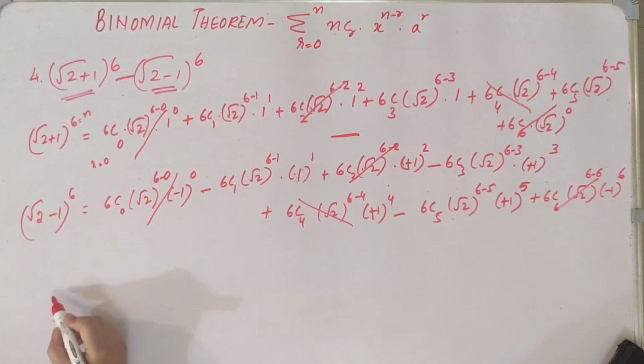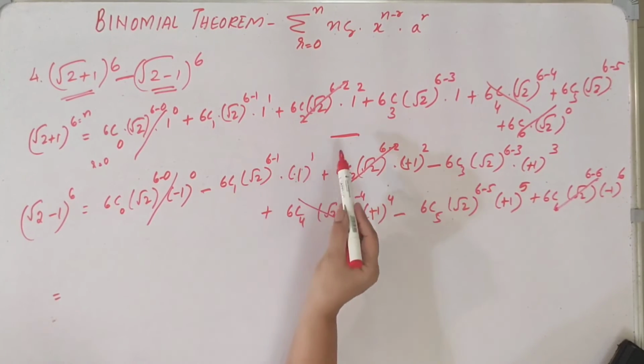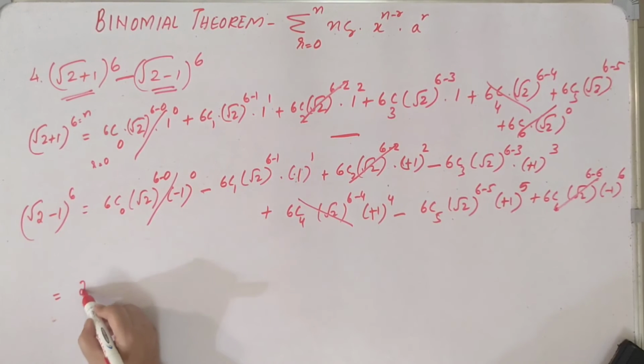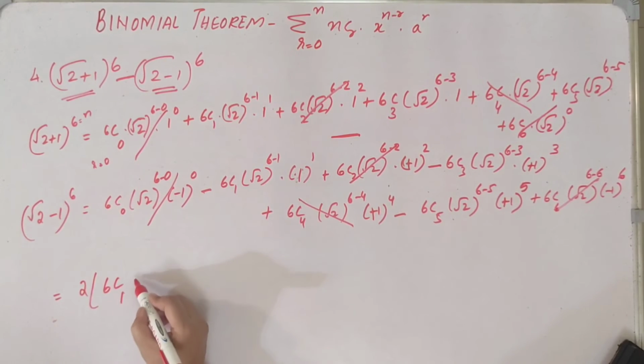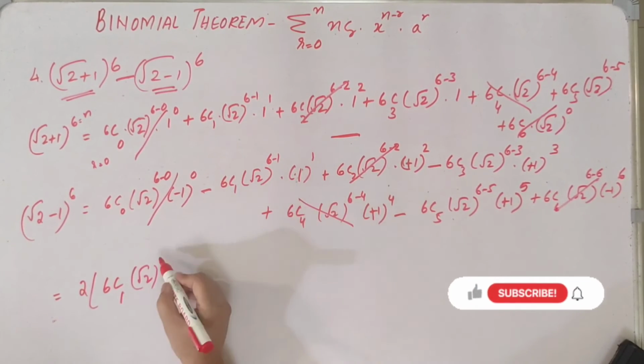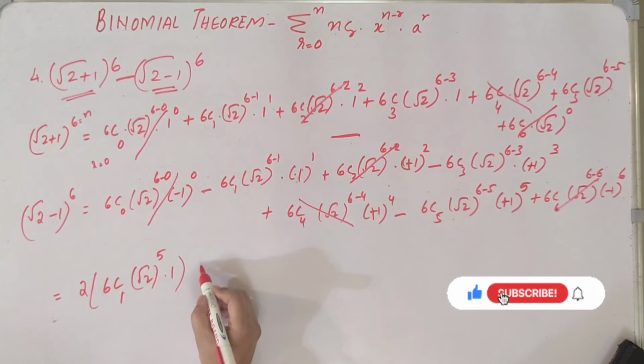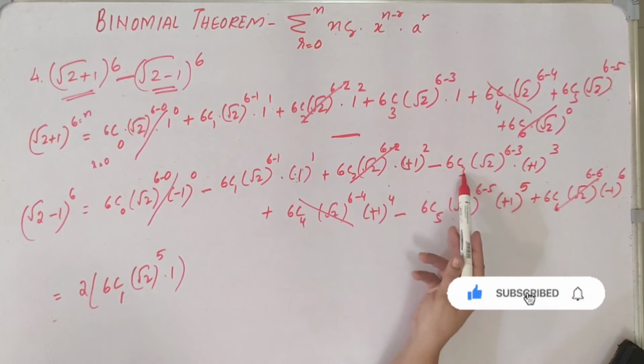So what we are left with here, this is minus and minus, so this is going to become plus. So we'll write it as 2 times 6C1 root 2 to the power of 6 minus 1, which is 5. 1 is just like that. Just carry forward. The next term is the fourth term.